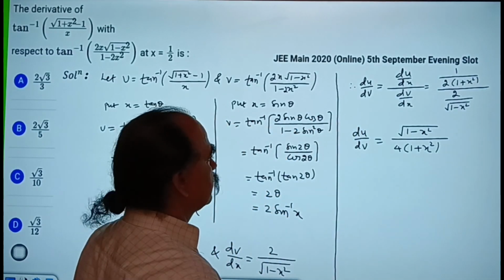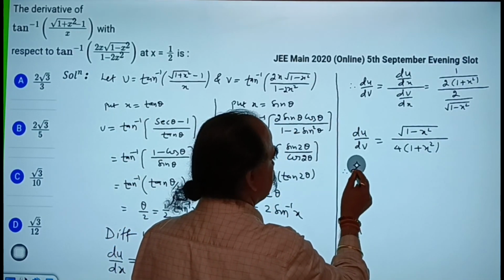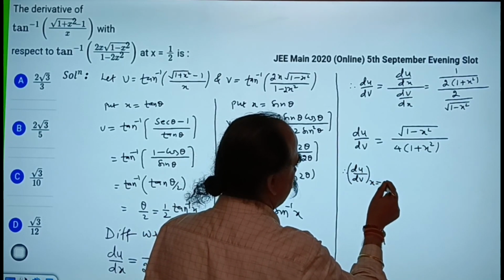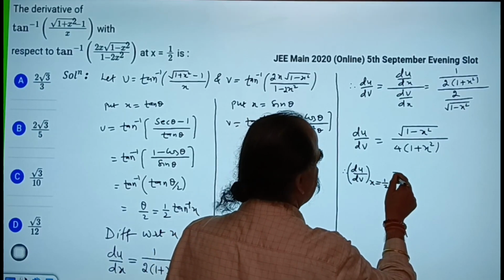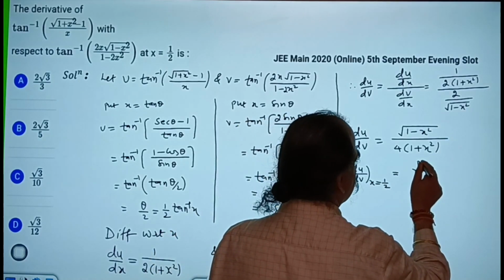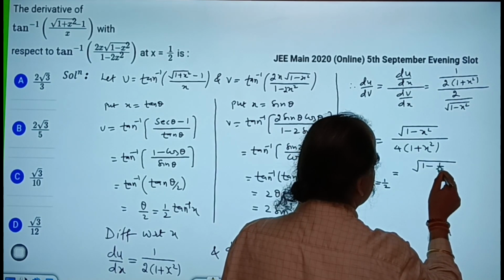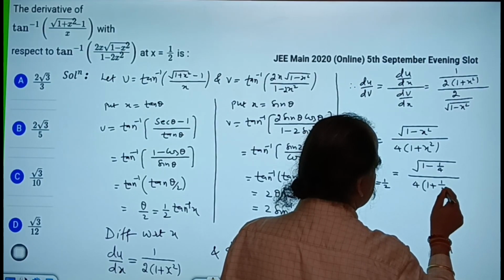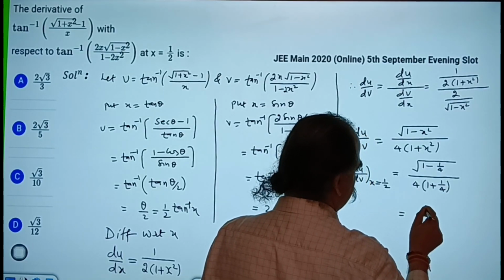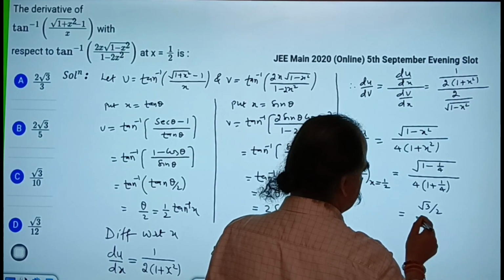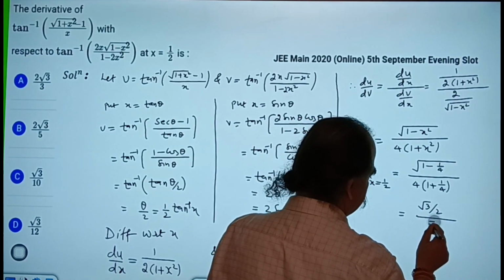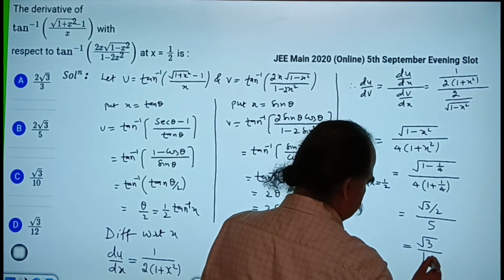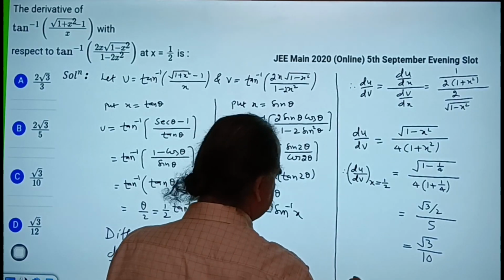Now we'll replace x with half. So du by dv, when x is half, will be root of 1 minus 1 by 4 upon 4 into 1 plus 1 by 4, root 3 by 2 upon 4 plus 1, 5, which is root 3 by 10. Answer C.